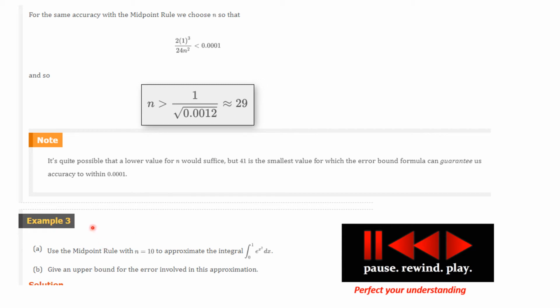Let's do another one. Now this is the problem that we talked about at the beginning of the last lecture, and you don't have an exact answer here, but this is the integral from 0 to 1 of e to the x squared dx. Use the midpoint rule, this time with n equal 10. Actually, we did that at the beginning. But here, let's just do part B. Give an upper bound for the error involved in this approximation. You know what to do. Let's see how you did.